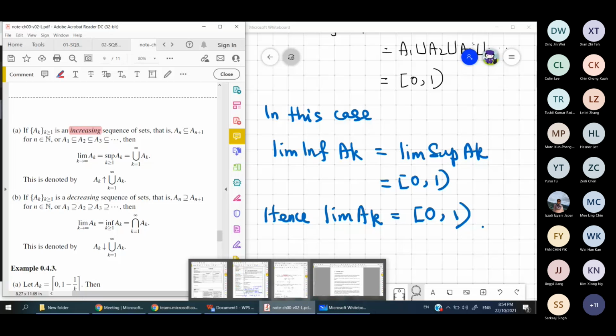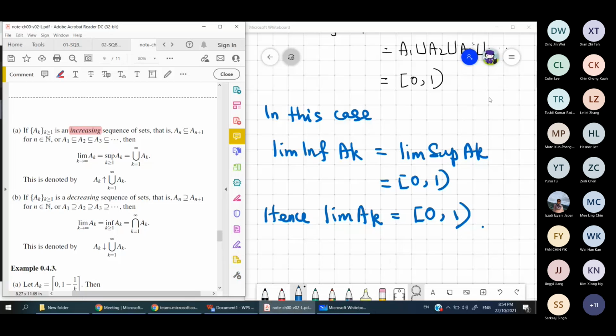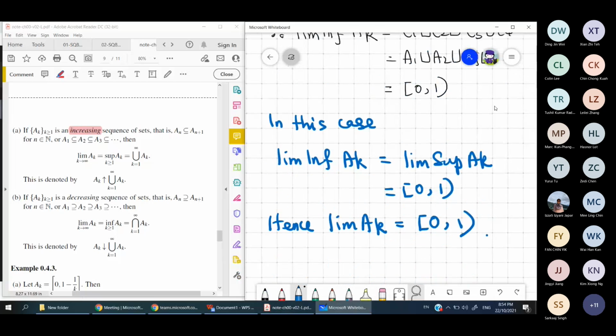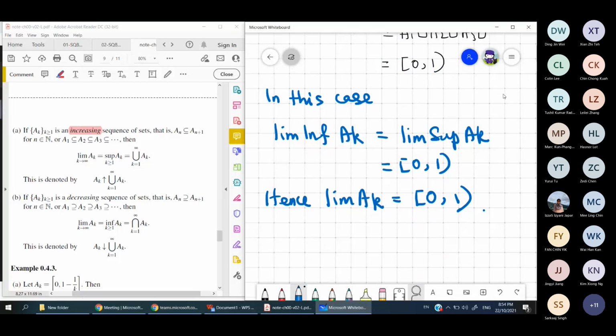So in this example, we can see this is an increasing sequence. When we have an increasing sequence, we can do it easily. The limit of AK always exists, which is just the union of all the AK. So we don't have to compute BK and CK.